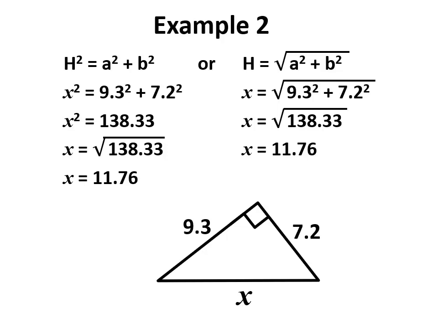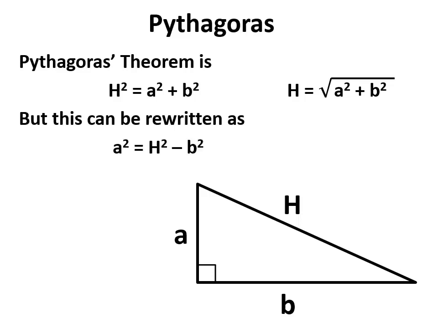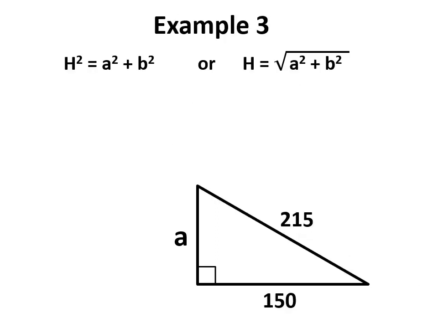However, we can also use it to find one of the short sides, because we can rewrite it as a squared equals h squared minus b squared. Now this will generate a smaller number because of the subtraction, which is right because we want a shorter side. We can also do that in one step with the subtraction inside the brackets if you have a modern calculator. So let's have a look very quickly at how we would do that.